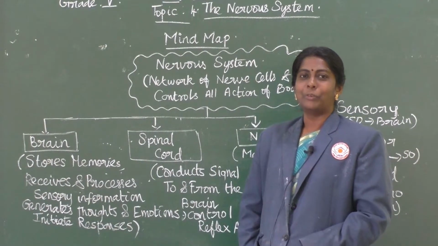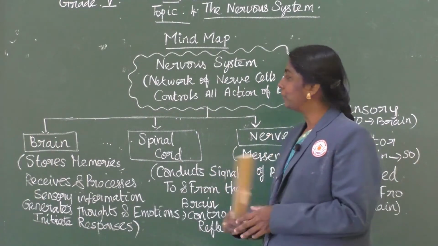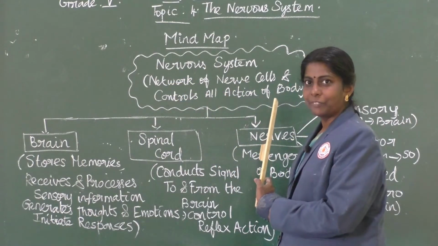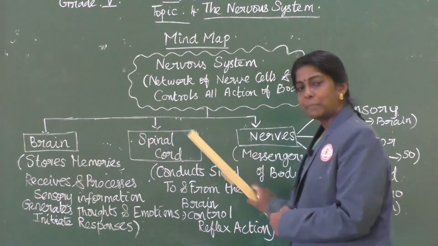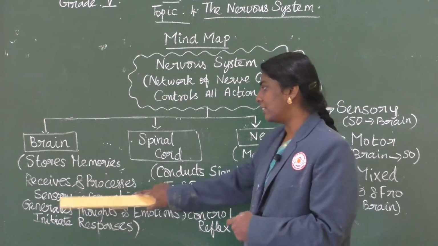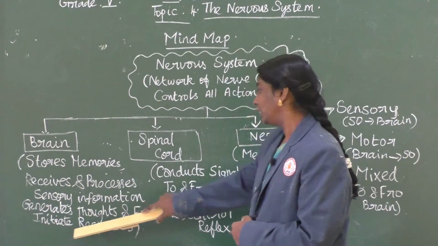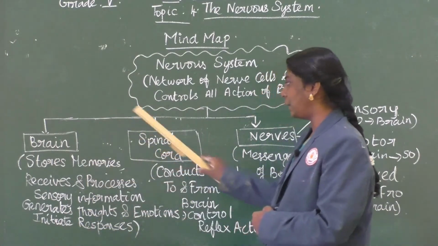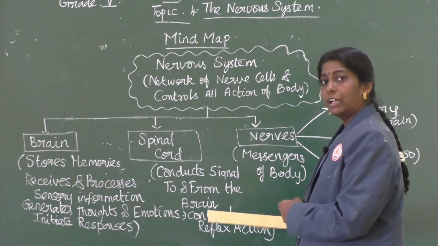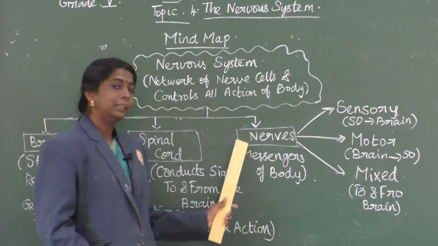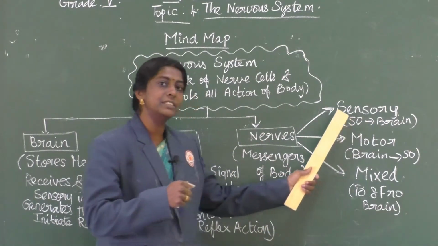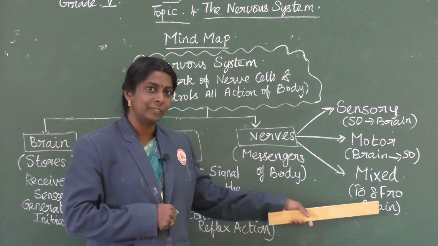Clear? Yes, children. Now that we have a complete look at the mind map of the nervous system: the nervous system is a network of nerve cells and controls all actions of the body. It is divided into three parts: brain, spinal cord and nerves. The brain stores memories, receives and processes sensory information, generates thoughts and emotions, and initiates responses. The spinal cord conducts signals to and from the brain and controls reflex action. Nerves are the messengers of the body and are divided into three types: sensory nerves, motor nerves and mixed nerves. Is that clear to all?